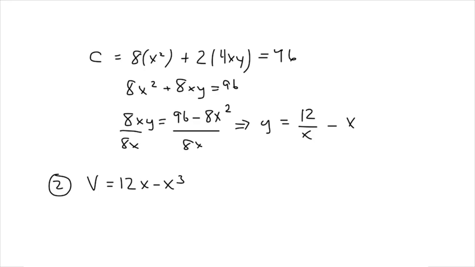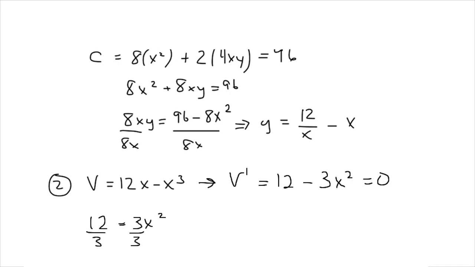Okay, try that again. Back up. V prime is 12 minus what? Sorry, that's 3x squared. There we go. And we're going to set that bad boy equal to 0. Now I'm going to add the 3x squared to both sides, make life kind of easy. So I get 12 equals 3x squared. Divide by 3, and we have 4 equals what?